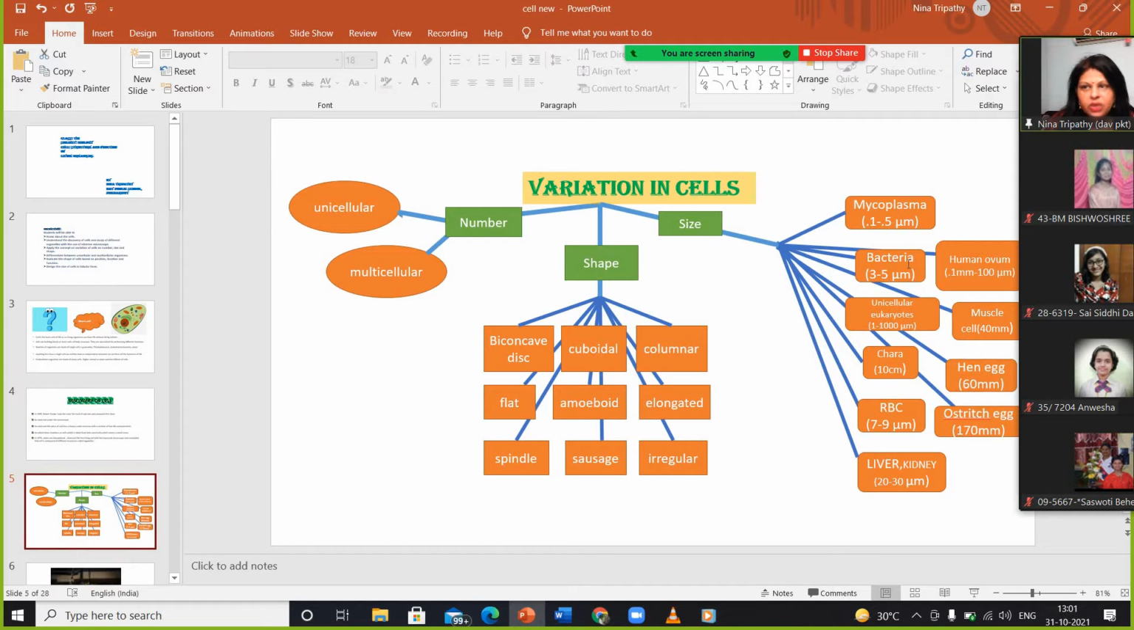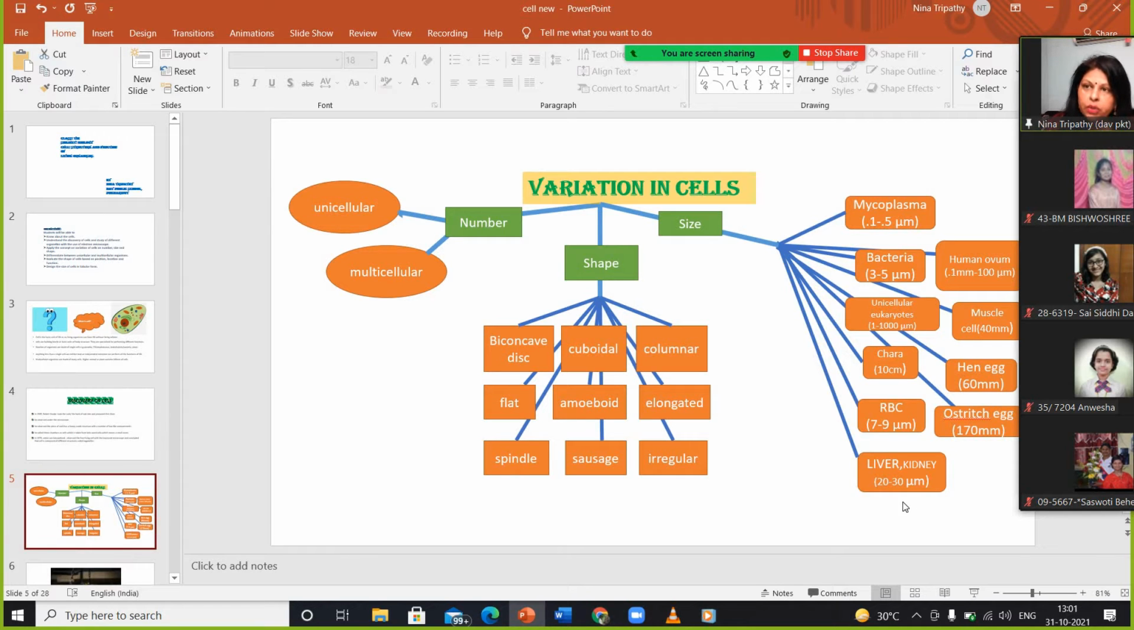What is the size of the PPLO? Do you know the size of the PPLO? Ma'am, 0.1 micrometer. Okay. Then bacteria 3 to 5 micrometer, human ovum 0.1 millimeter, that is 100 micrometer. Then unicellular eukaryotes, mostly the amoeba, 1000 micrometer, muscle cells 40 millimeter. Then Chara internodal cells are 10 centimeter. Hair neck 60 millimeter. Then RBC 7 to 9 micrometer. Ostrich egg 170 millimeter in diameter. Liver and kidney cells 20 to 30 micrometer.